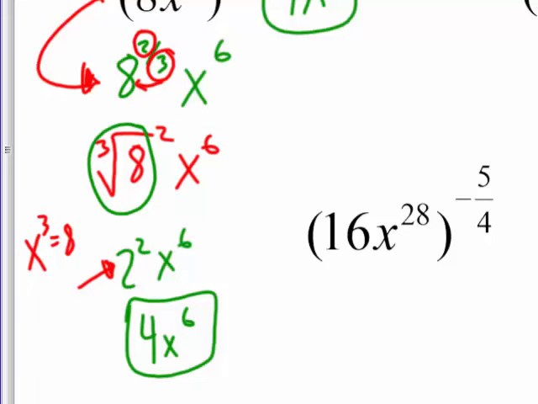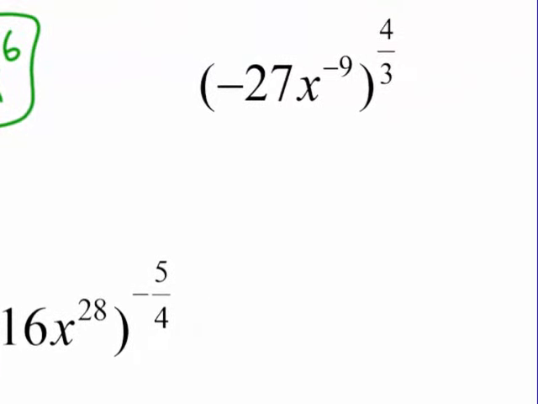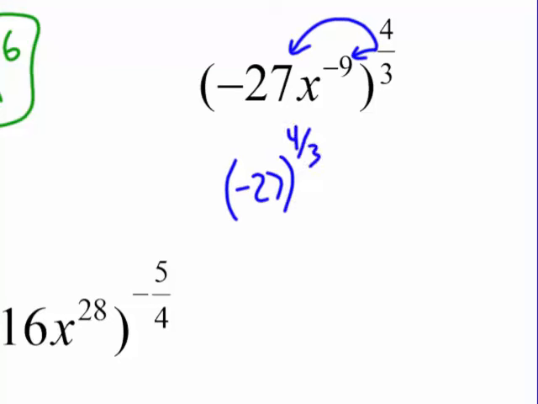I'm going to try to do this without rewriting a ton of stuff. So I'm going to take this to the 4/3 and this to the 4/3. And I should still have this negative 27 in parentheses to the 4/3 because it was in parentheses prior. That's important. And x to the, well, 4/3 times negative 9 gives me negative 12. And now if I think about, what to the third power gives me 27, what's the third root of negative 27? Well, 3 times 3 times 3 is 27, and they all have to be negative. So negative 3, and I still have to take that to the 4th power.